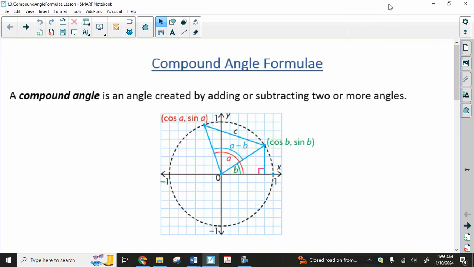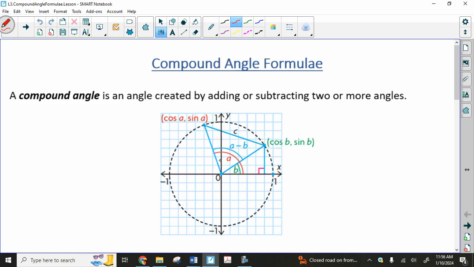Hey folks, today we're going to be working with something called compound angles. All compound angles are multiple angles in the Cartesian coordinate that have either been added or subtracted together. Like here, we go from 0 up to this value of theta, that's our B value of theta. And then look, this arc continues to A.